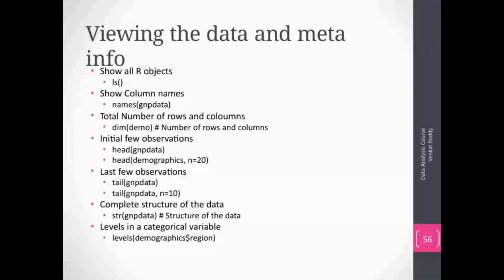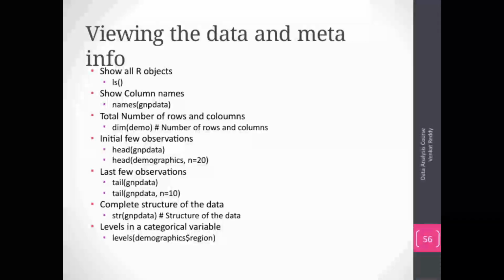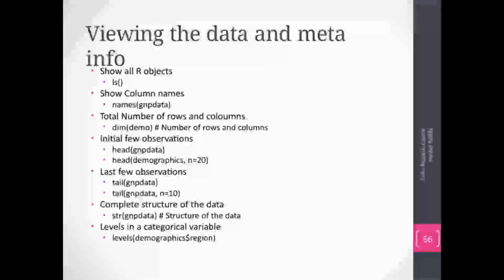Similarly, if we want to look at the tail end of our data, the tail function does that, and specifying n equals 10 shows us the last 10 observations, useful for checking the most recent data points. For a more detailed understanding of the dataset structure, such as data types and how the data is organized, we use str. This gives us a complete overview.